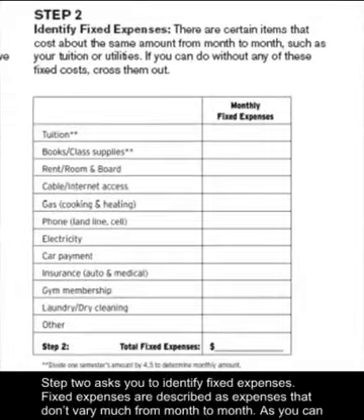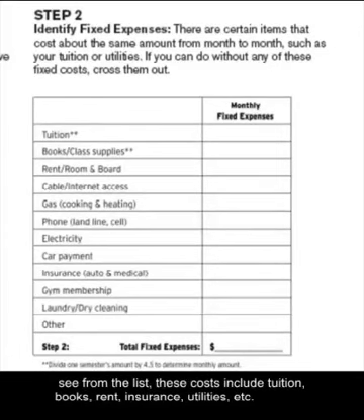Step 2 asks you to identify fixed expenses. Fixed expenses are described as expenses that don't vary much from month to month. As you can see from this list, these costs include tuition, books, rent, insurance, utilities, etc.